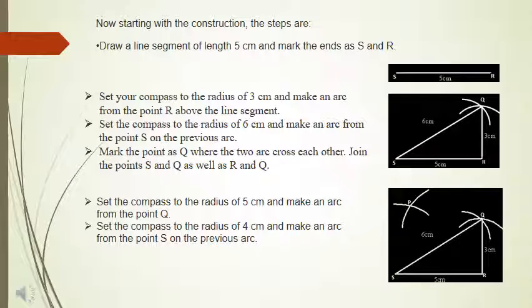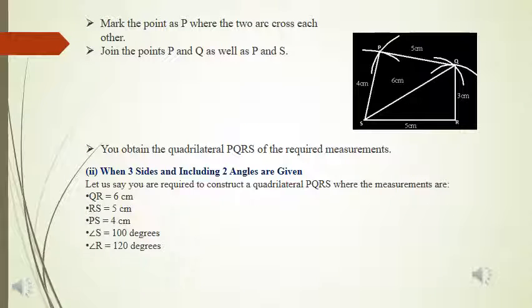The next step is, students, set your compass on Q and mark a 5 cm arc from Q. Then take a 4 cm radius from point S and mark an arc on the previous one, that is for P. Now mark your point P where the two arcs meet each other. Now join P with Q as well as S. Now at last you get your required quadrilateral PQRS.